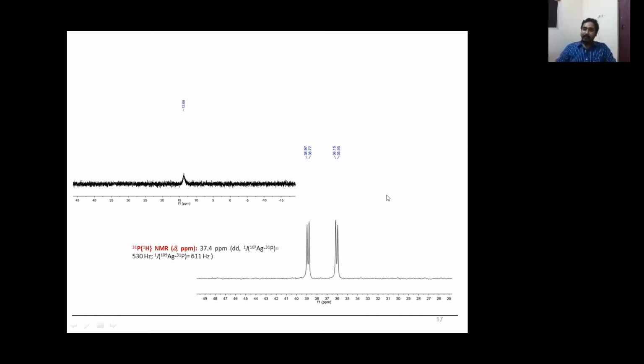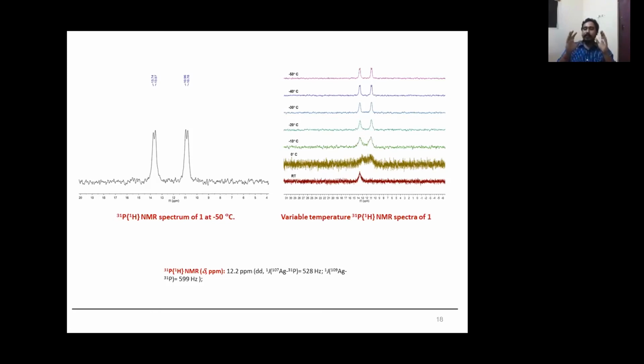Both are basically abundance, naturally abundance is equal. Exactly this doublet of doublet is coming.